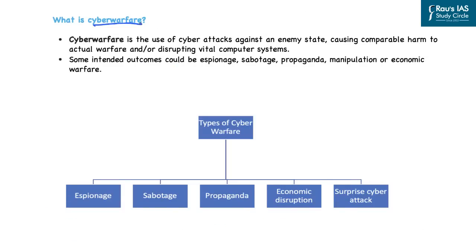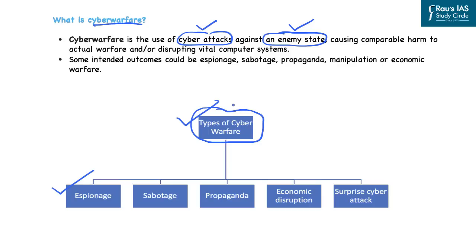Now, when it comes to cyber warfare, cyber warfare is simply the use of cyber attacks against an enemy state. So in this context, it is similar to the traditional and conventional warfare that takes place between two countries. In the case of cyber warfare, cyber attacks are utilized against an enemy state. Now, if you look at the types of cyber warfare that can be deployed by countries against an enemy state, these can be based on the expected or intended outcomes of such cyber attacks.